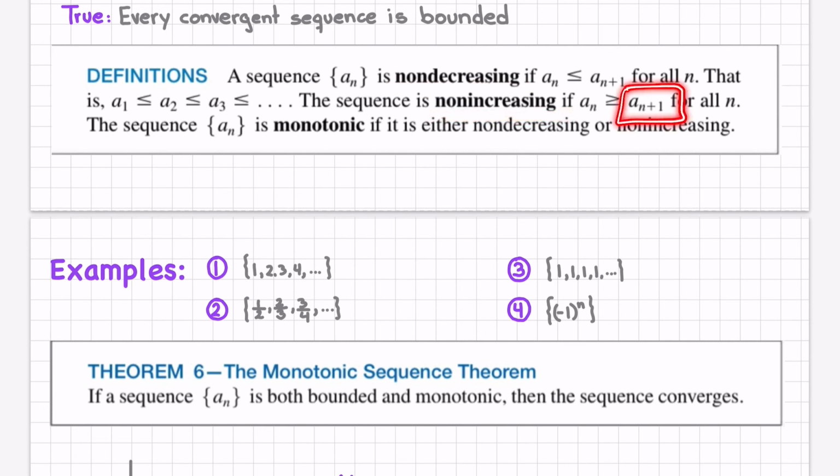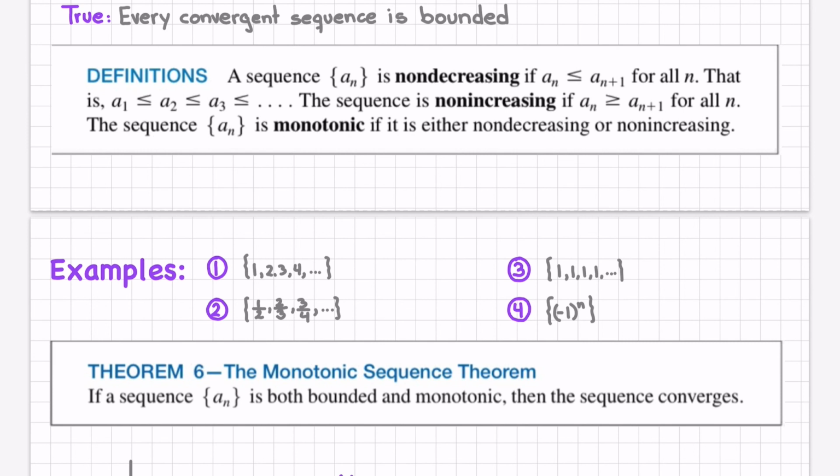And non-increasing, of course, is the opposite. The next one in the list is smaller than the previous one. So you start here, the next one goes down, the next one goes down, down, down, down. The sequence is called monotonic if it's either non-increasing or non-decreasing. And that means for all n, this is happening. We call it monotonic because it is like monotonous. It's always going down or always going up. That's a monotonic sequence.